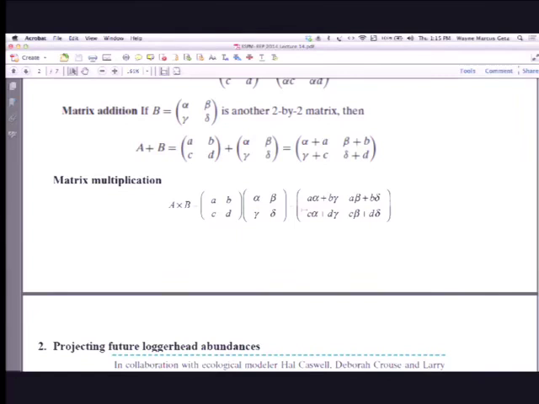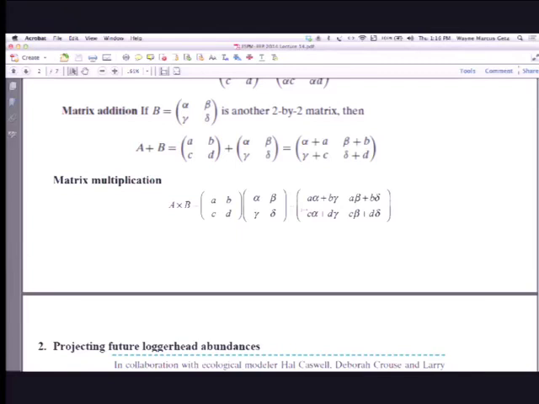To get the first element here, I have to take the first row by the first column, multiply those element-wise, and add them up together. So I get alpha A plus gamma B is the first one. And the second one would be A times beta, B times delta. Does everybody see how I did that?